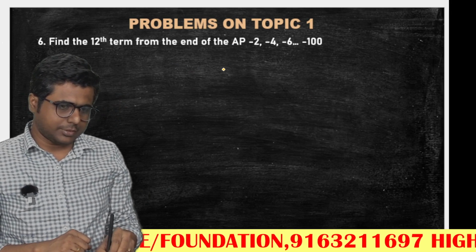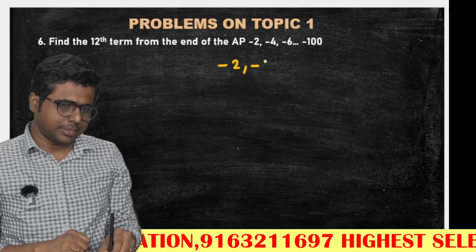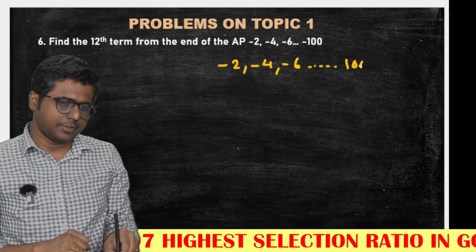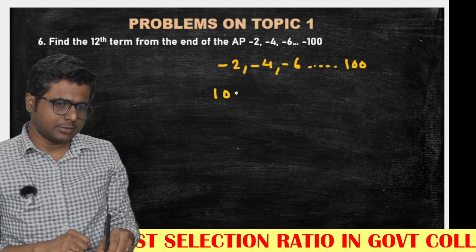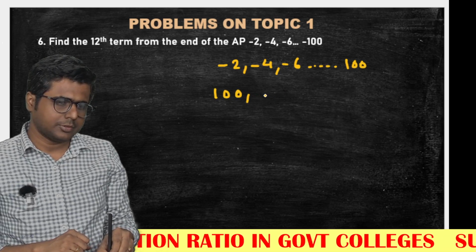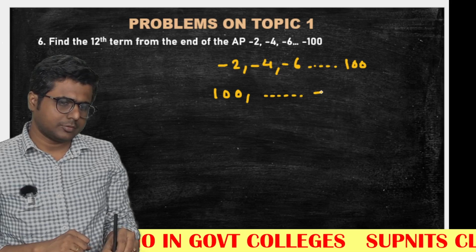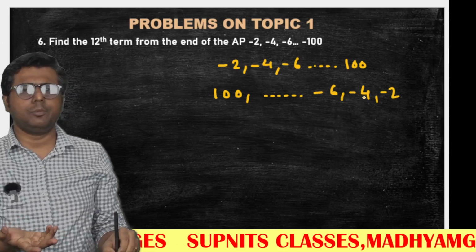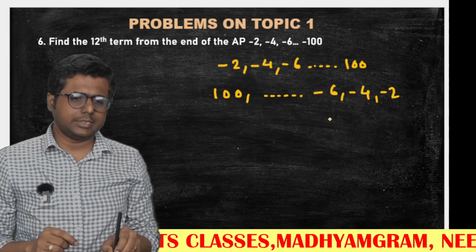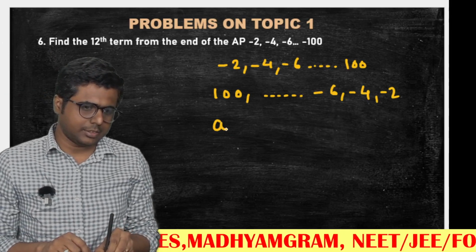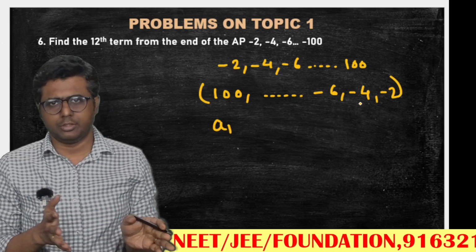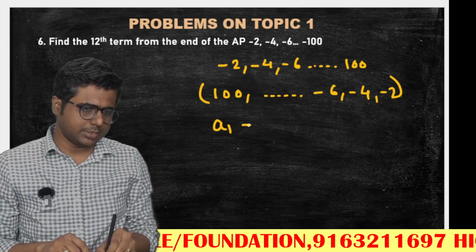See, first of all you write this this way, minus 4, minus 6, 100. This one you can also write like this, 100, minus 6, minus 4, minus 2. Still this will be in AP, right? So what is the common difference here? If you see this series, because you have to find out from the end, so you have to find out from this series. A1 is 100.